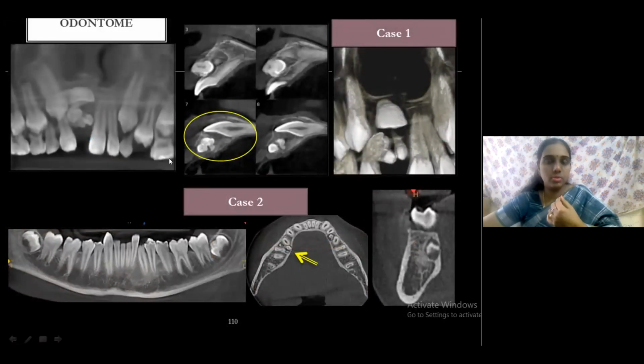Of course, the position of the impacted tooth, and an odontome, which is hindering the eruption of 1-1. This was a case where we can easily analyze the position here. But in case of a 2D radiograph, it is all clumsy. As you see here, you're not able to see the root of the tooth. You're not able to see whether this is an odontome or whether this is another impacted tooth or whatever it is.